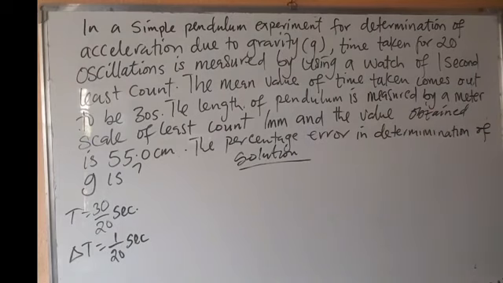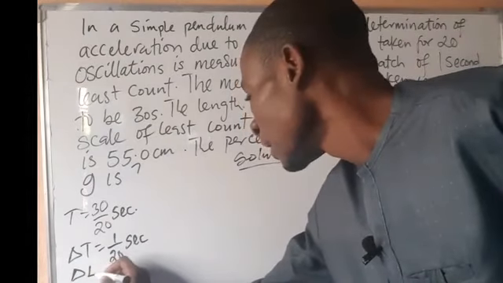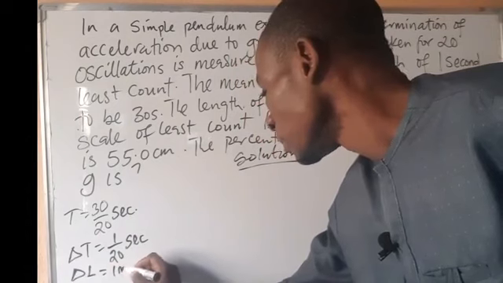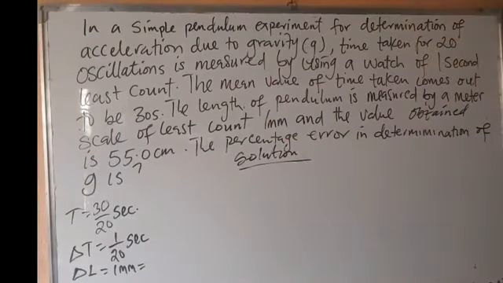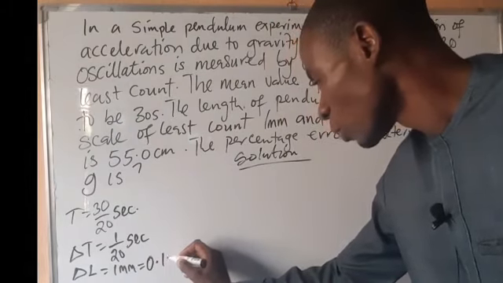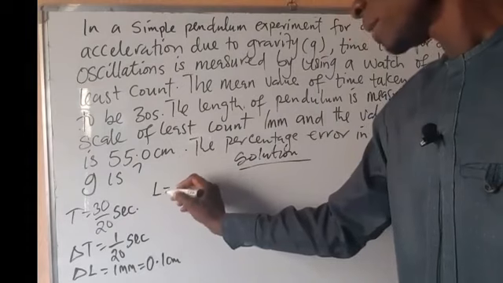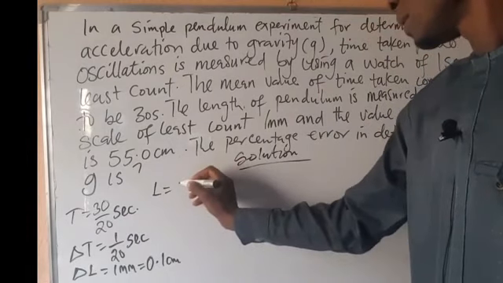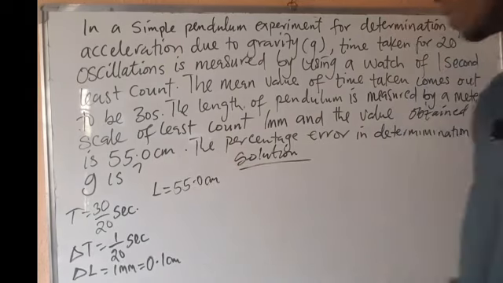All right, we continue. They said the length of the pendulum is measured by a meter scale of least count 1 millimeter. So the change in length is equal to 1 millimeter. Now you divide 1 by 10 to take it to centimeters, so it will be 0.1 cm. The length on its own, L, is equal to 55.0 centimeters.